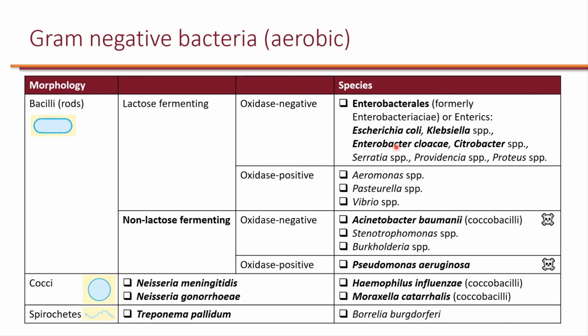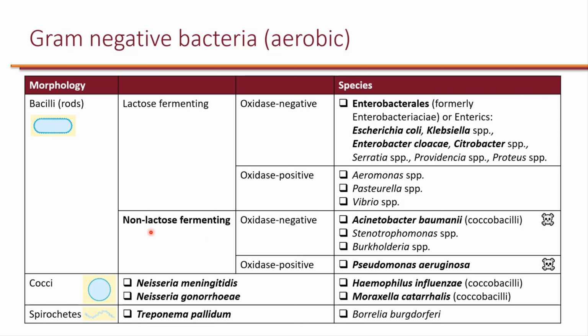And there is Enterobacter cloacae. There are several Citrobacter species. There are Serratia species, Providencia species, and Proteus species. So these are all under Enterobacterales. And then we have other lactose fermenters, so Aeromonas, Pasteurella, and Vibrio species.